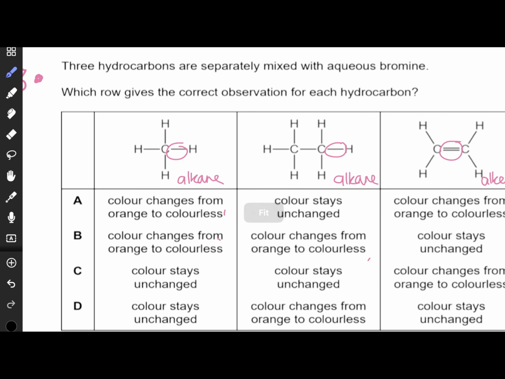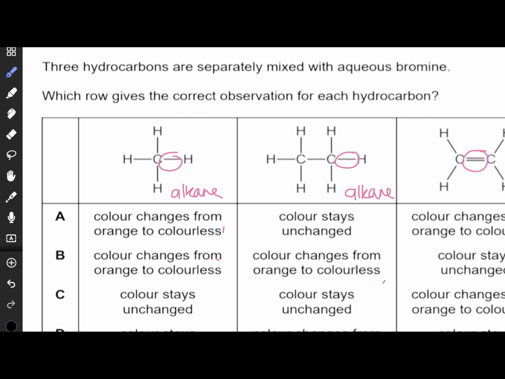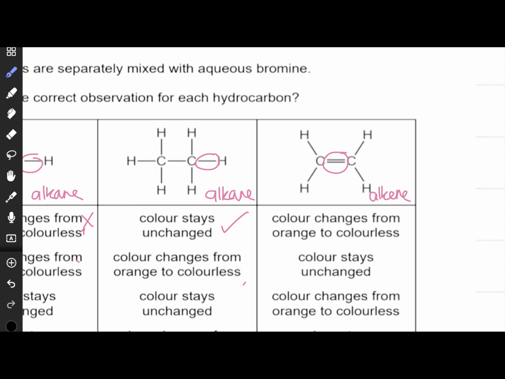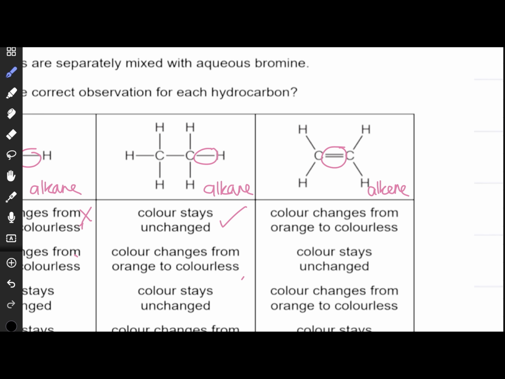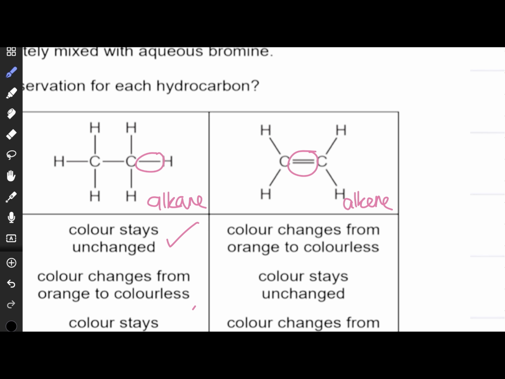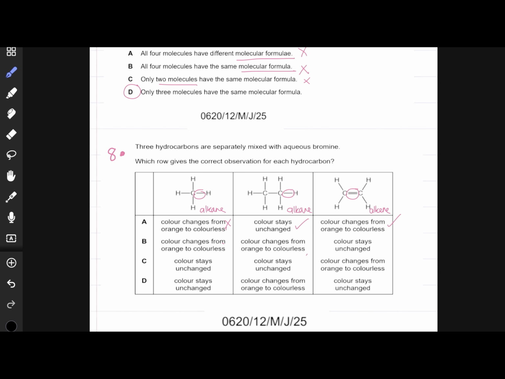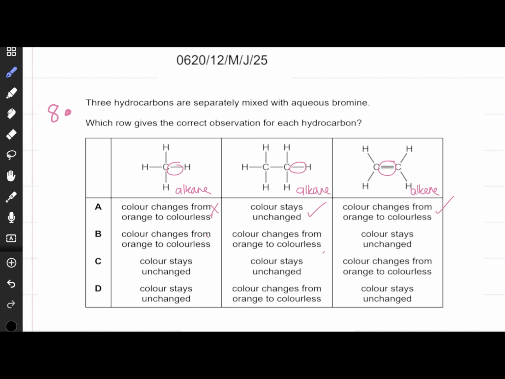Now, option A says that the color changes from orange to colorless for the first one. Well, that is wrong because we just read above that aqueous bromine is a test for unsaturated compounds, and the color changes from red, brown, or orange to colorless. So with an alkane, nothing happens, so it is wrong. Color stays unchanged for the second: yes, this is correct because bromine does not do anything to alkane. Color changes from orange to colorless for the third: yes, that's correct because bromine changes the color with an alkene. But we cannot consider this whole MCQ correct because there are only 2 correct parts here and not 3.